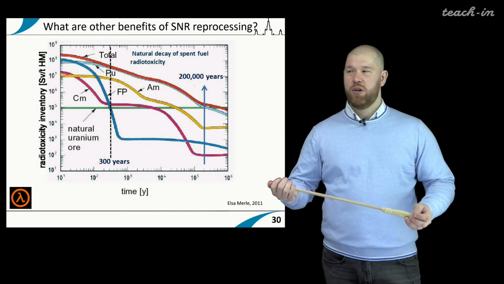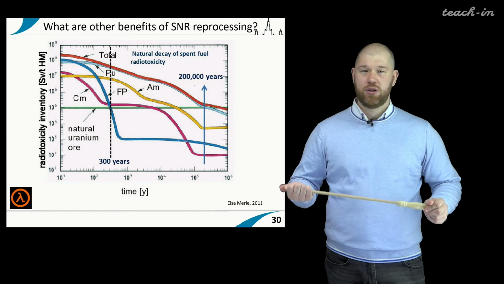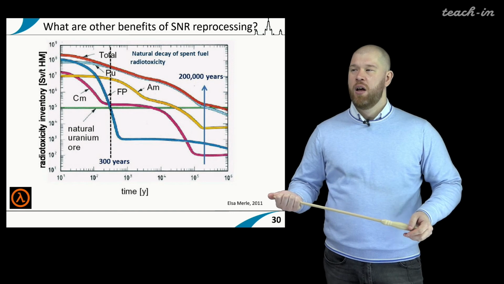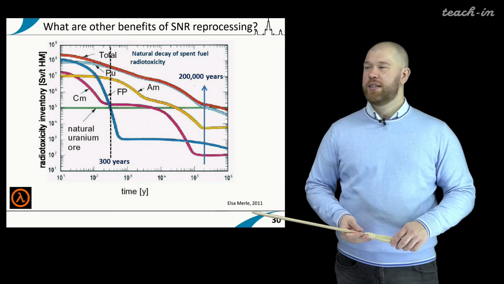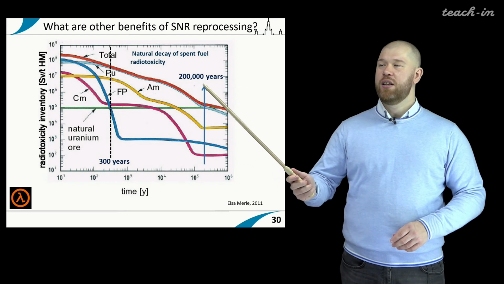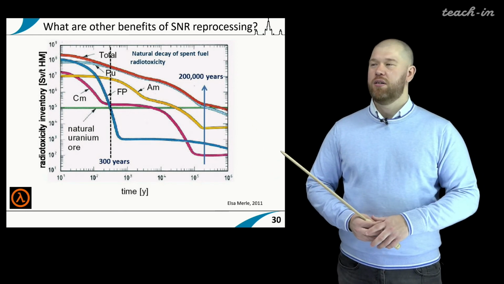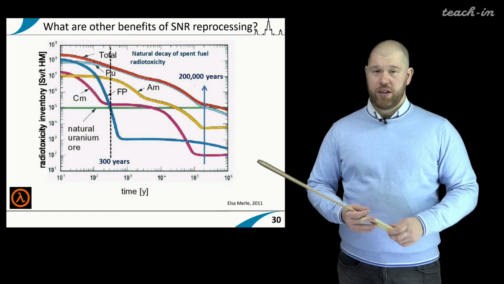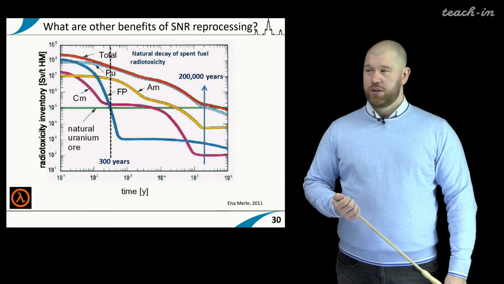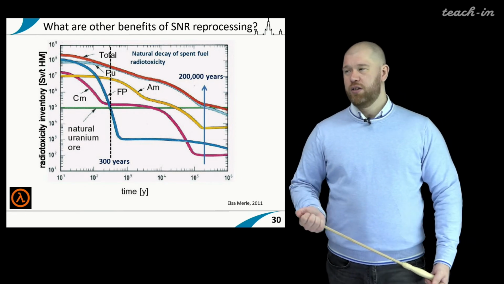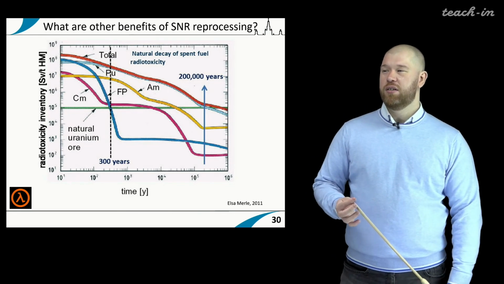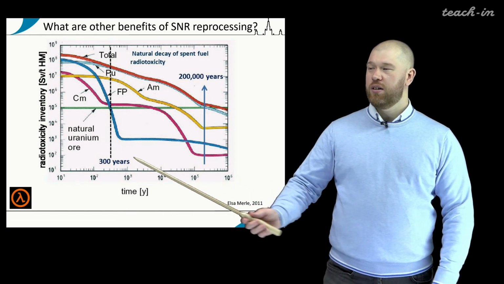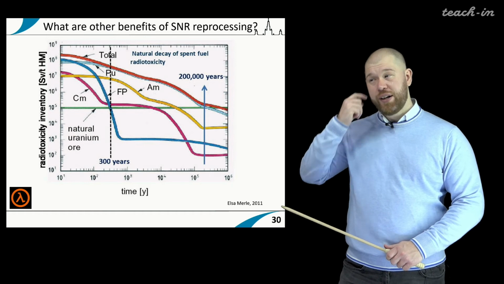It means that if we would like to dispose this fresh spent nuclear fuel directly to the underground facilities, we have to ensure the safety of this facility for at least, let's say, 100,000 years. And it is an extremely difficult task because actually nobody knows what will be in 100,000 years. In this case, we have to ensure the safety only for 300 years.